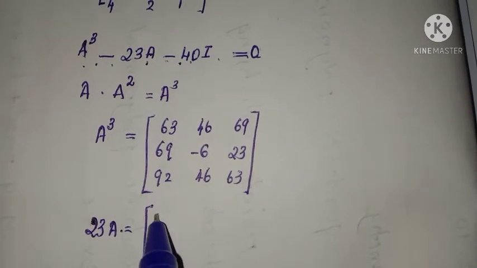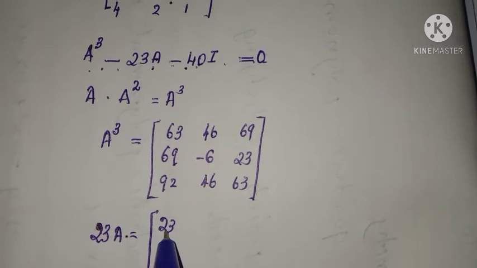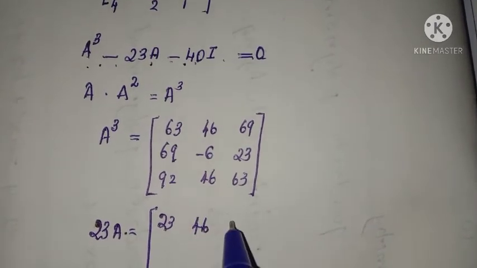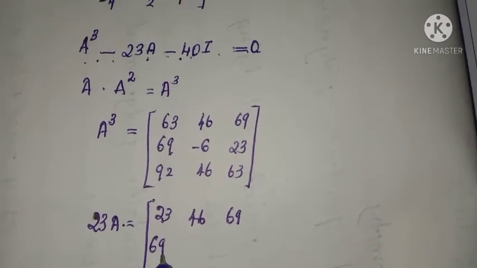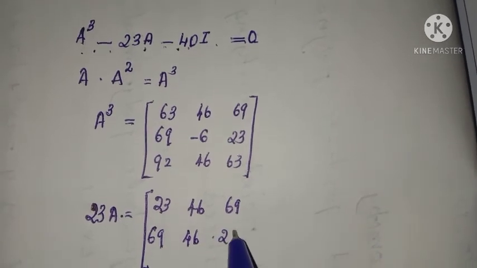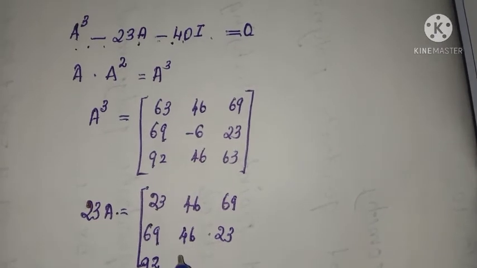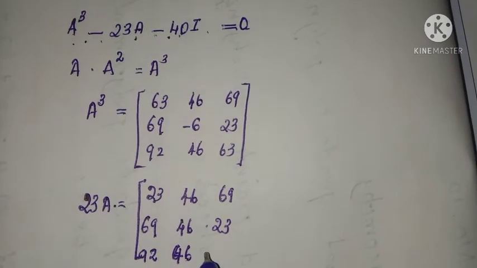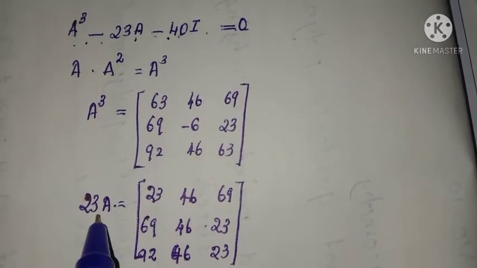23 into 1, 23. 23 into 2, that is 46. 23 into 3, 69. 23 into 3, 69. 23 into 2, 46. 23 into 1, 23. 23 into 4, 92. 23 into 2, 46. 23 into 1, 23. So this is the matrix 23A.